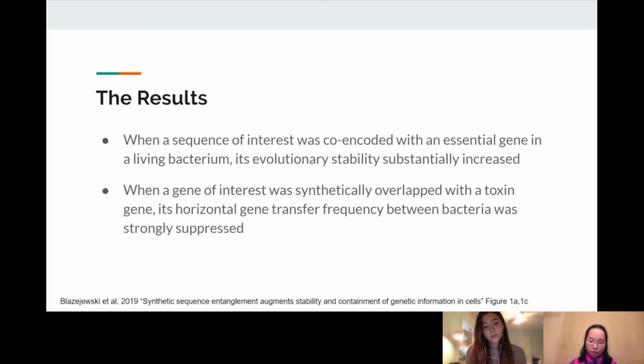And just to wrap up the discussion of this paper, to show you the results of what they came up with: when a sequence of interest was co-encoded with an essential gene in a living bacterium, its evolutionary stability substantially increased. And when a gene of interest was synthetically overlapped with a toxin gene, its horizontal transfer frequency between bacteria was strongly suppressed. So this project was able to successfully create what it had originally intended to create.